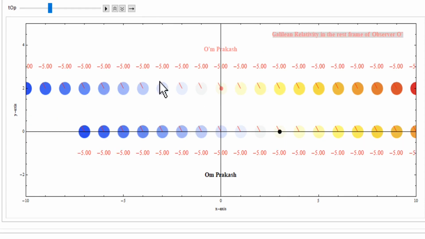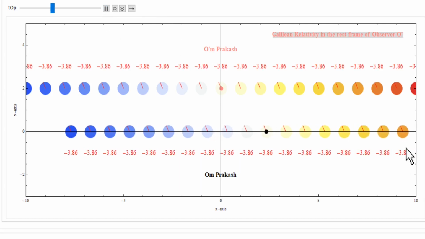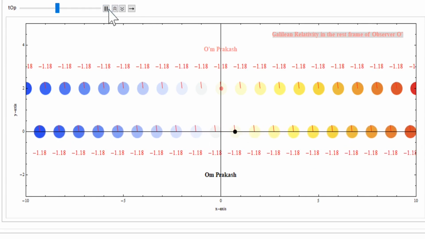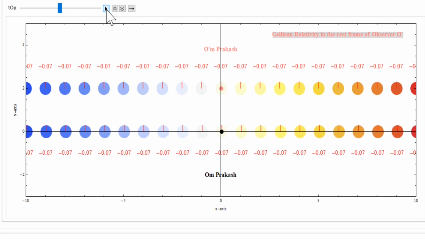So if we switch perspective now to O prime Prakash's rest frame and we play this movie forward, what we would see is the ground or the platform appears to be moving to the left, and all the observers on the ground have the same spacing of 1 meter. The observers on the train have the same spacing of 1 meter, again in the rest frame of O prime Prakash. The clocks on the ground appear to be in sync, and they all appear to be ticking at the same rate as the clocks on the train.